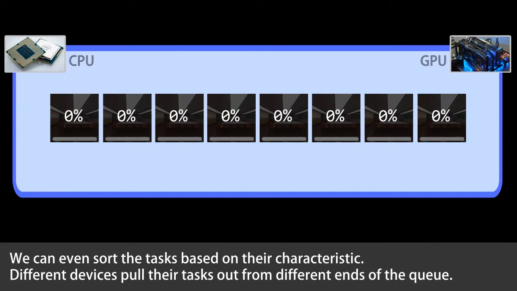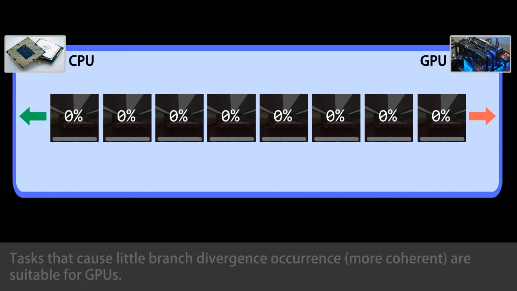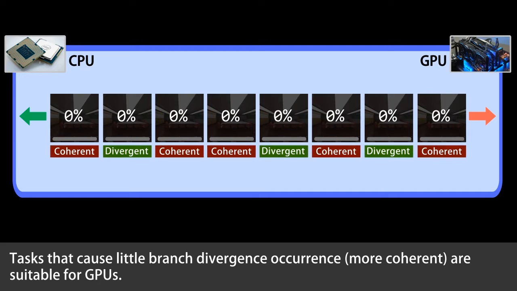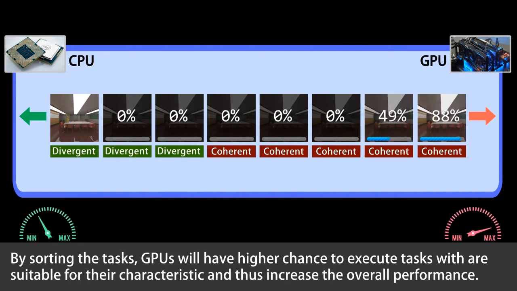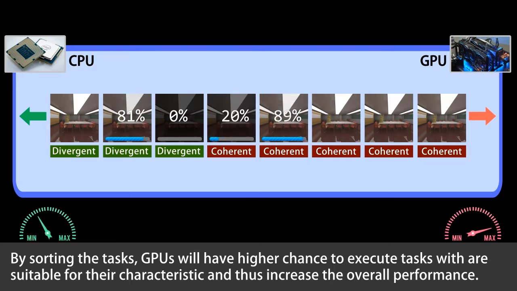We can even sort the tasks based on their characteristics. Different devices pull their tasks out from different ends of the queue. Tasks that cause little branch divergence are suitable for GPUs. By sorting the tasks, GPUs will have a higher chance to execute tasks that are suitable for their characteristics, and thus increase the overall performance.